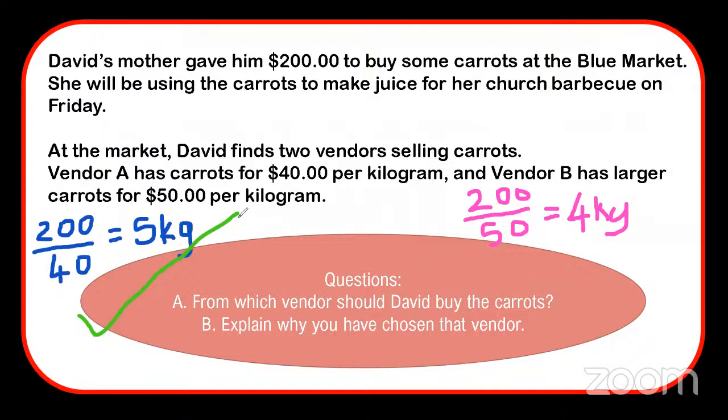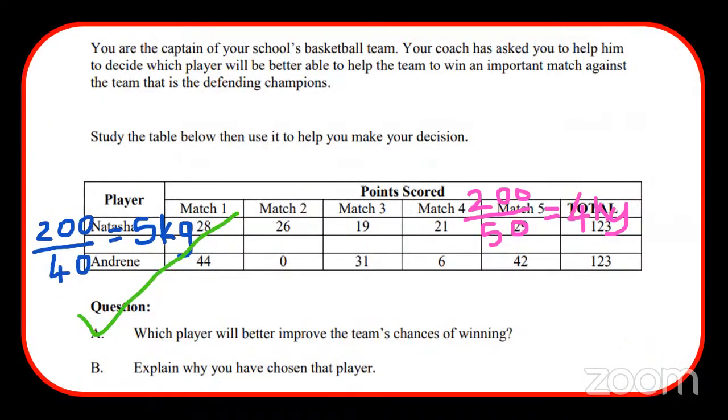All right, guys. So let's move along. I hope we all have understood, and at some point we have come to agree that vendor A is the better vendor based on price to buy from. All right. Well done, guys. All right. So let's move on to this question.